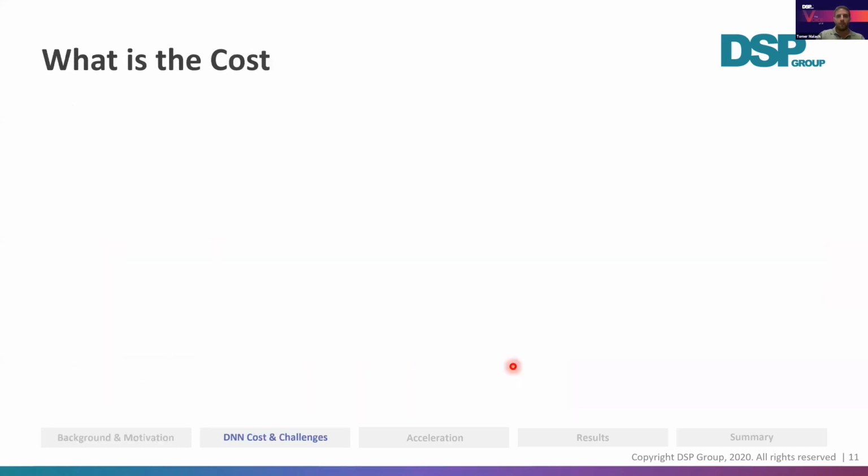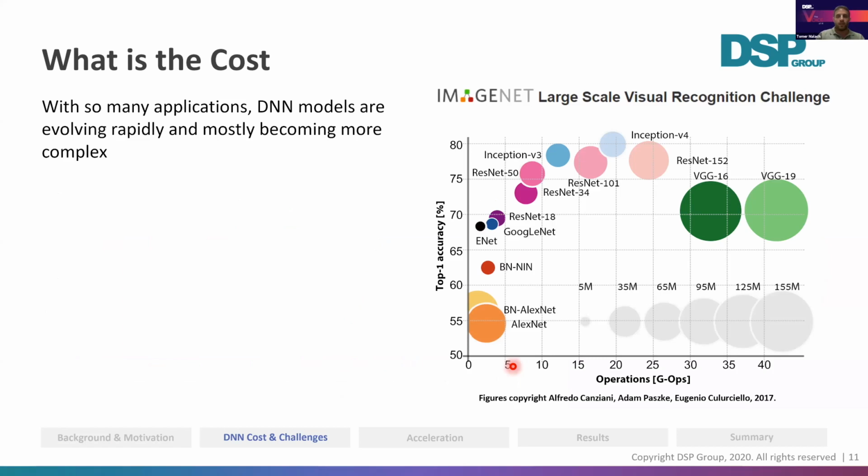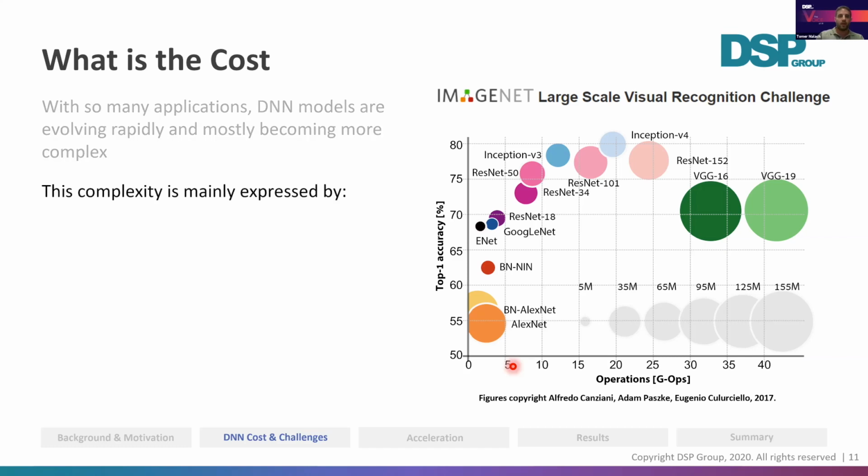So with so many applications, what is the problem with deep neural networks? When we take some network and try to improve it, usually the model becomes more and more complex, and the complexity is expressed by two main things. The first one is the required memory capacity, how much memory we need for storing the model. The second one is the number of computations, how many computations we need to execute in order to run the model.